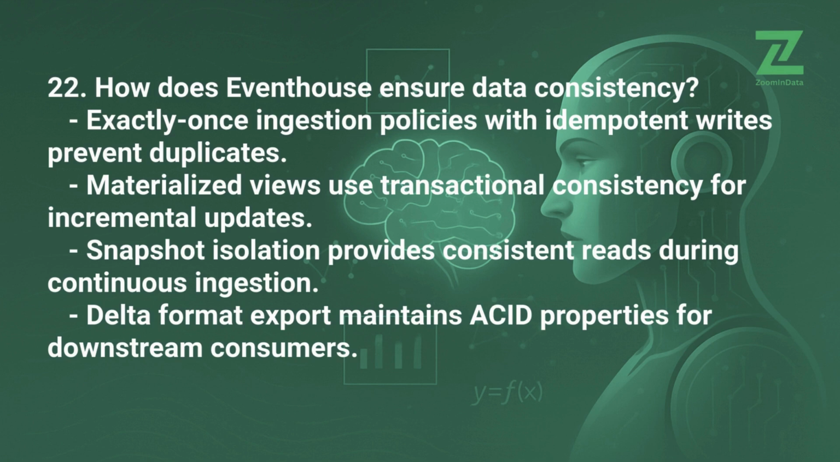22. How does Eventhouse ensure data consistency? Exactly once ingestion policies with idempotent writes prevent duplicates. Materialized views use transactional consistency for incremental updates. Snapshot isolation provides consistent reads during continuous ingestion. Delta format export maintains ACID properties for downstream consumers.